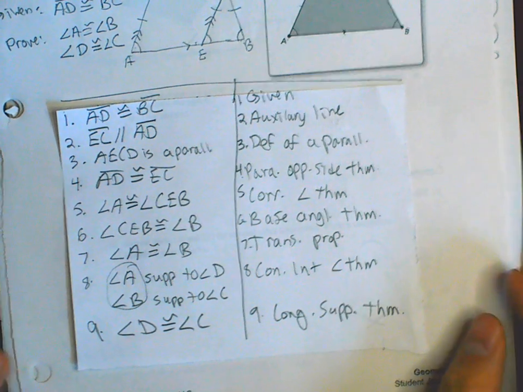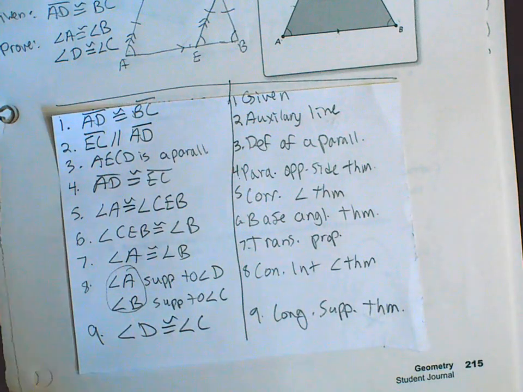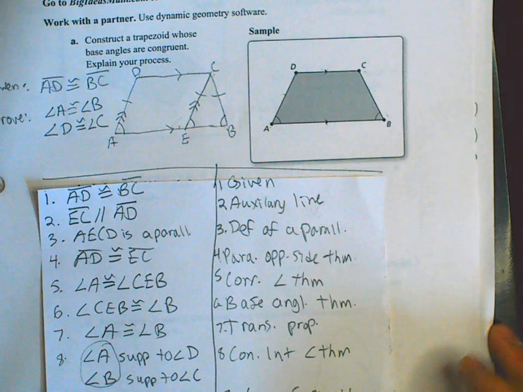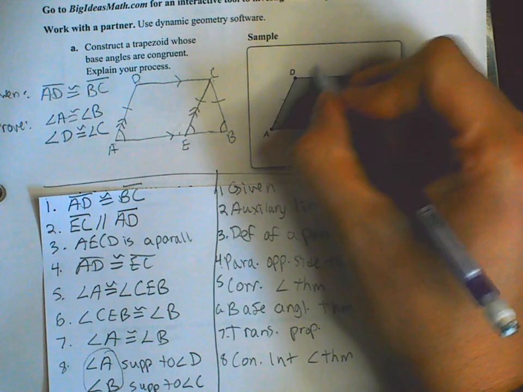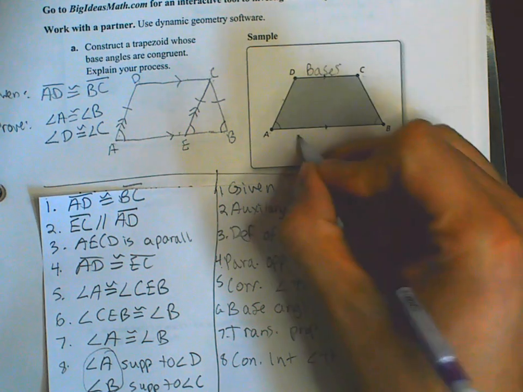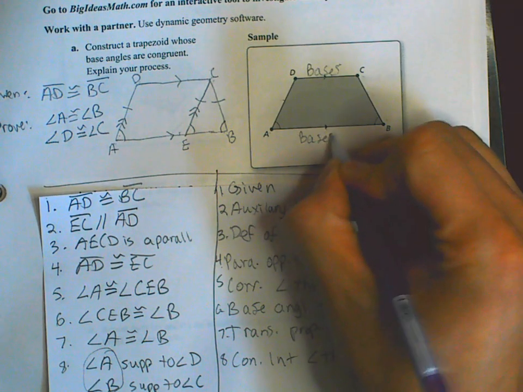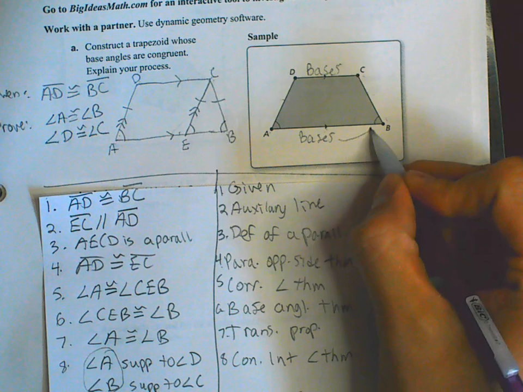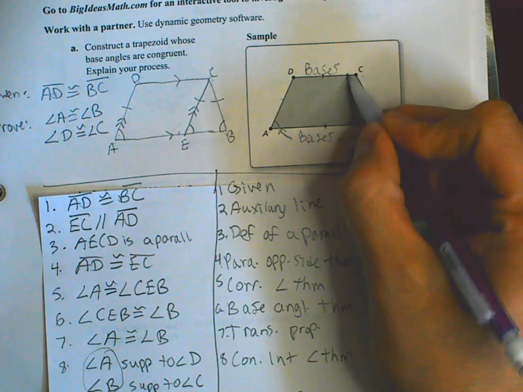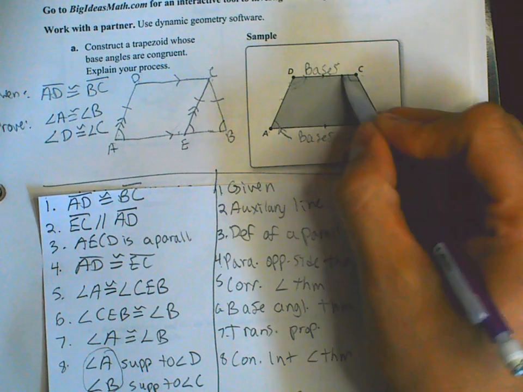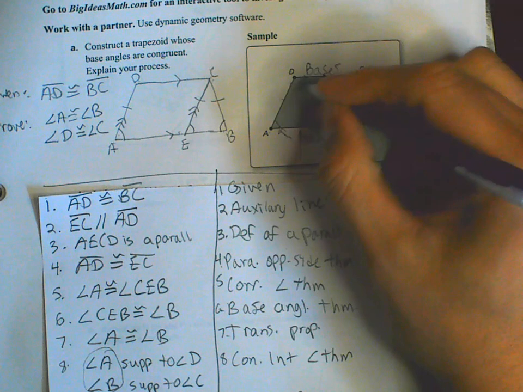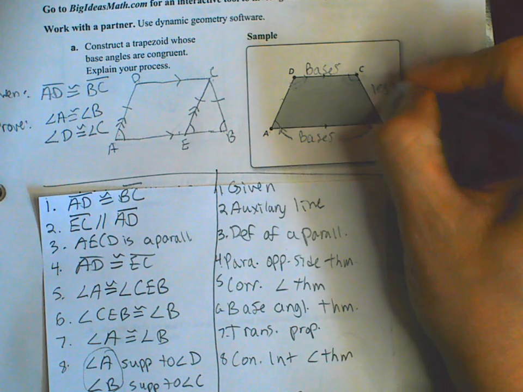So one of the things that, because I've been throwing out all these words and I haven't even defined them, so I apologize for that. So these sides right here, they're called bases. These right here, they're called base angles, those and those. And these non-parallel sides are called legs.